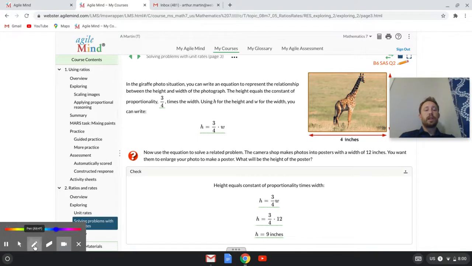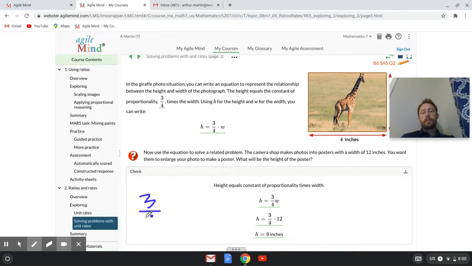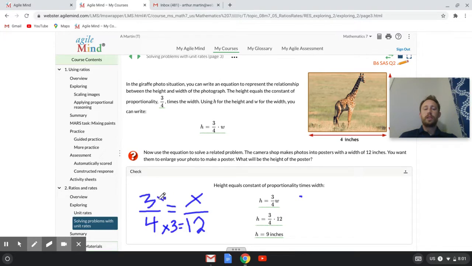Now, for those of us that like to do it the other way, remember, we took the original 3/4 and we set it equal to something over 12. Well, we don't know what that is. We can find the scale factor. We know that 4 times 3 equals 12, so we can do 3 times 3 and get our answer for x, which is 9. And this is the same answer as this. So it's good to know how to work it both ways.